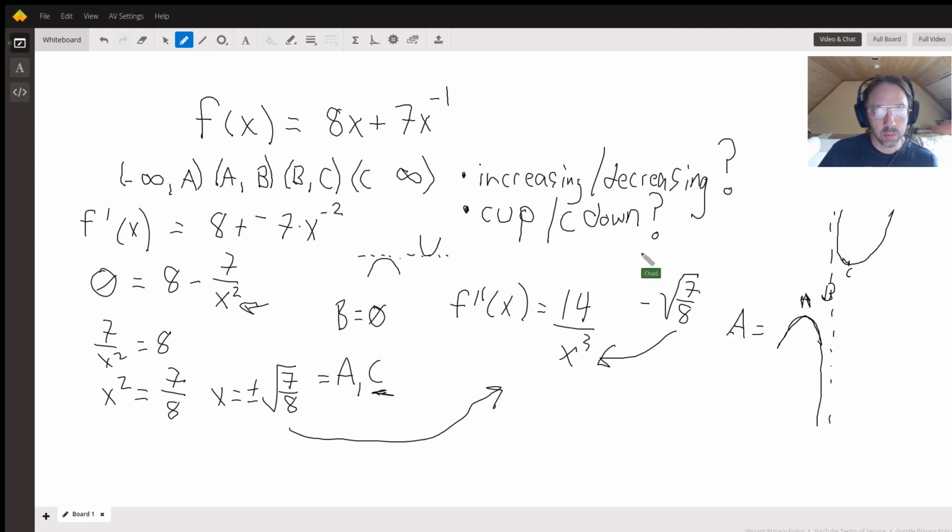So I hope that it helps you answer your question. From -infinity to A, the function must be increasing, from A to B decreasing, B to C decreasing, and from C to infinity increasing.